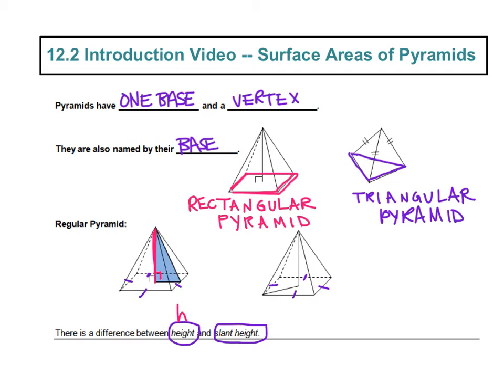Now the slant height is going to go from the vertex, but it's going to hit the midpoint of one of the sides of your base. It's kind of at a slant, so it makes sense. That's our slant height. Okay, so we represent that with an L for slant height. So we have height and we have slant height, and we're going to use both of those in our area formulas. Or maybe we won't use both, but we definitely need to know the difference, because slant height we use in our surface area formula, which is on the next slide.